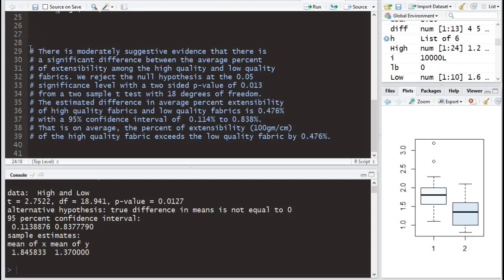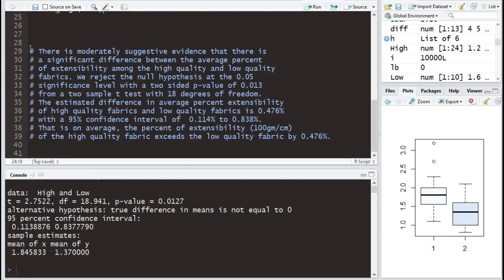And then we can write up our conclusion quickly. So there is moderately suggestive evidence that there is a significant difference between the average percent of extensibility among the high and low quality fabrics. We're going to reject the null at the 0.05 significance level with a 2-sided p-value of 0.013. So our p-value is smaller than our significance level, which means we should reject the null hypothesis. The p-value is pretty small, but it's in the range of moderately suggestive evidence in favor of the alternative. So that's why we have that first statement that there's moderately suggestive evidence that there's a difference between the 2 quality fabrics.